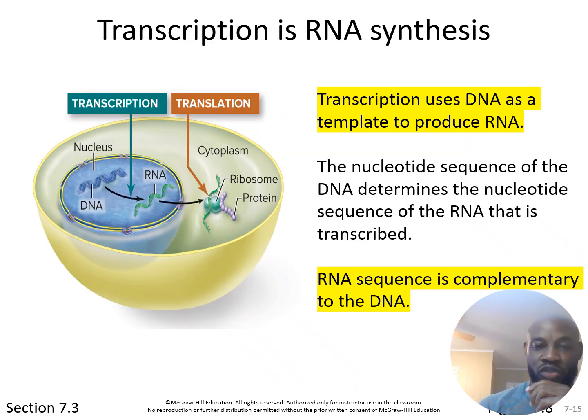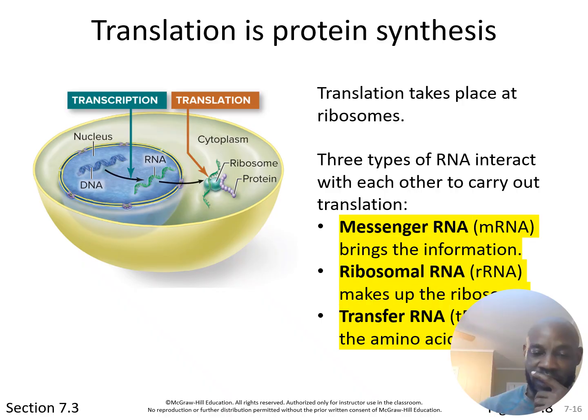Right, so the first step is transcription, which is RNA synthesis. Transcription uses DNA, right? So the DNA stays in the nucleus. We don't want the DNA leaving the nucleus. So transcription uses DNA as a template. The nucleotide sequence of the DNA determines the nucleotide sequence of the RNA. And so the RNA sequence is complementary to the DNA. So we're copying the DNA.